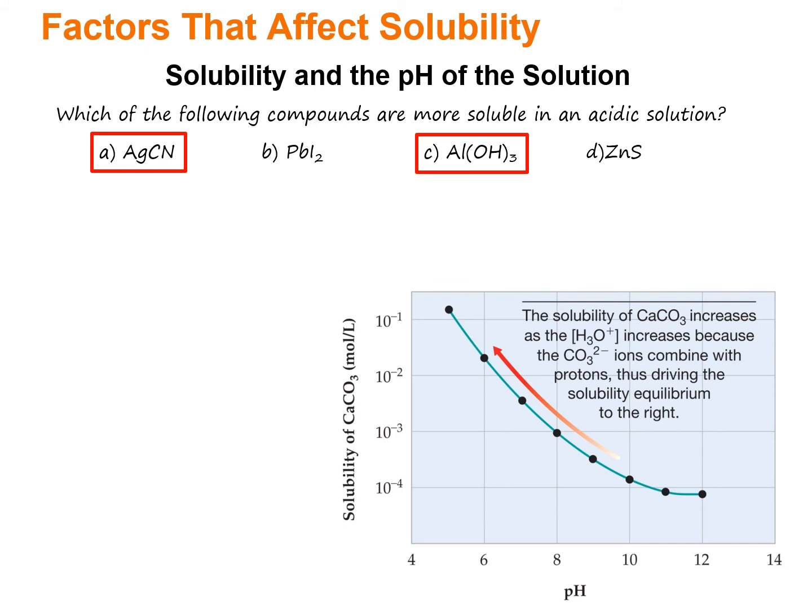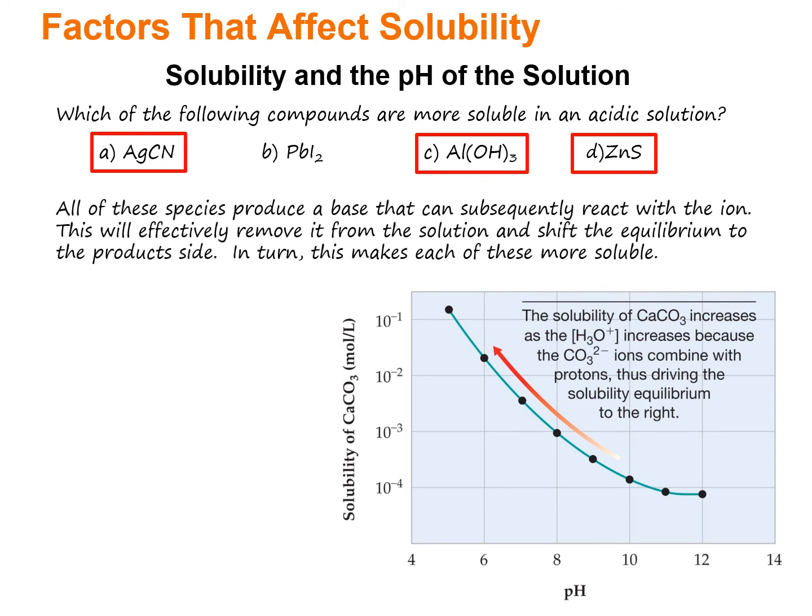Now, aluminum hydroxide, that one should be pretty evident because hydroxide is something we get as a product of this dissociation. And so, yeah, that one is going to become more soluble. Zinc sulfide, that one might be a little bit more tricky to remember, but remember that hydrogen sulfide is a weak acid, and so the weak base is the sulfide ion, and so that should become more soluble.